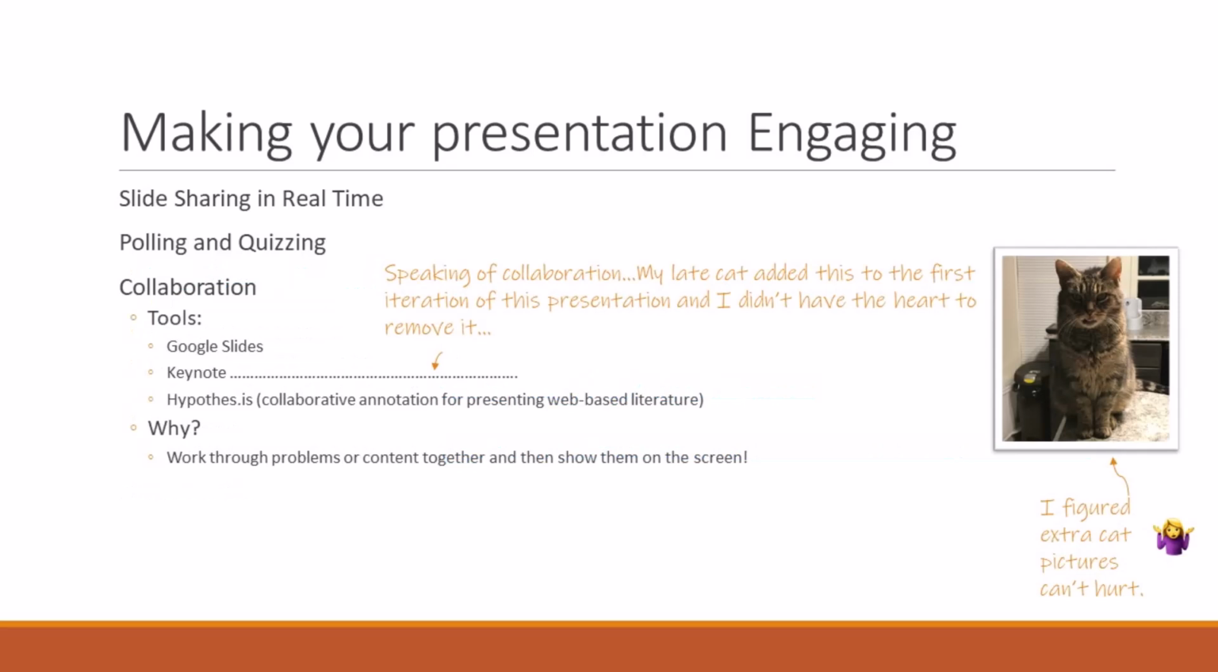You can also make your presentations more collaborative. Google Slides are collaborative. Apple Keynote is collaborative. You can also upload things into Hypothesis for collaborative annotation, especially for presenting web-based literature, but you can take any PDF in there and you can always turn your slides into a PDF. So you can work through problems and content together and show them on the screen, things like that. So definitely check out those collaboration tools.